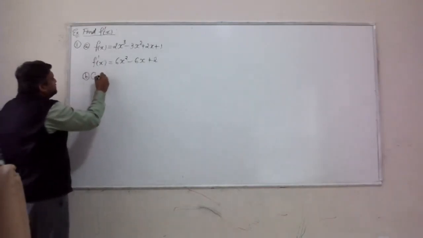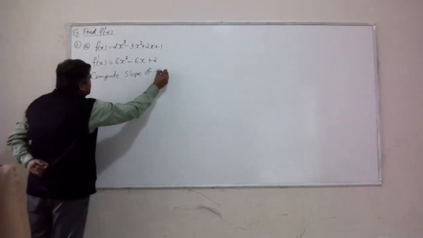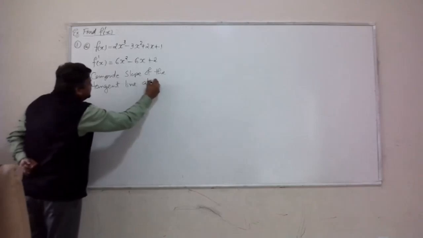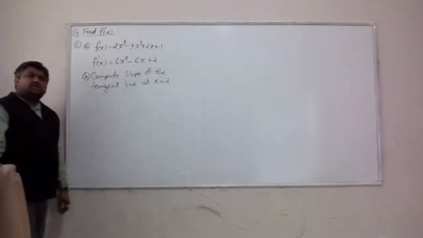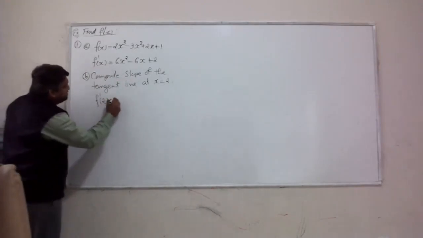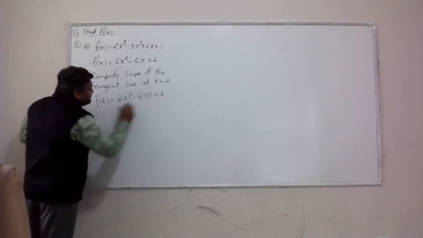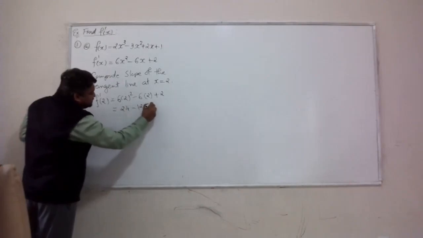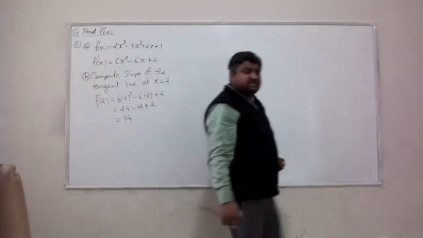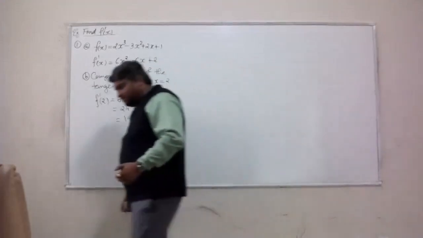If I ask you, compute the slope of the tangent line at x equal to 2, all you have to do is plug x equal to 2 into the derivative of your function. Look, f prime at 2: 6 times 2 squared minus 6 times 2 plus 2. This is 24 minus 12 plus 2, and that's going to be 14. The slope of the tangent line at x equal to 2 is going to be 14 for this function.